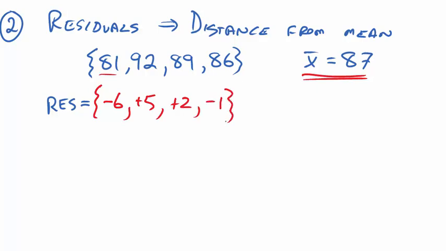So all we're doing here is just figuring out how far each number in the original data set is from the mean of the data set, and you use a negative if the data point was below the mean and a positive if the data point is above the mean.